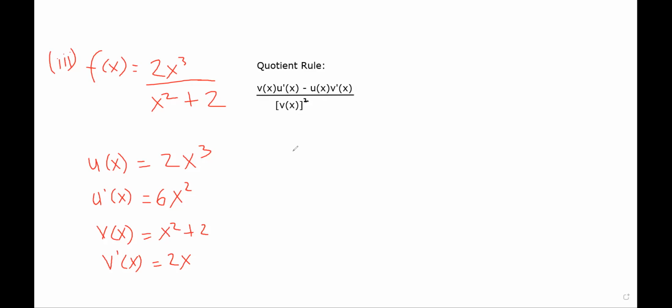So now we start off with the quotient rule. All right, so we substitute our values. Our v of x is equal to x squared plus 2, brackets, multiplied by our u prime of x, which is equal to 6x.